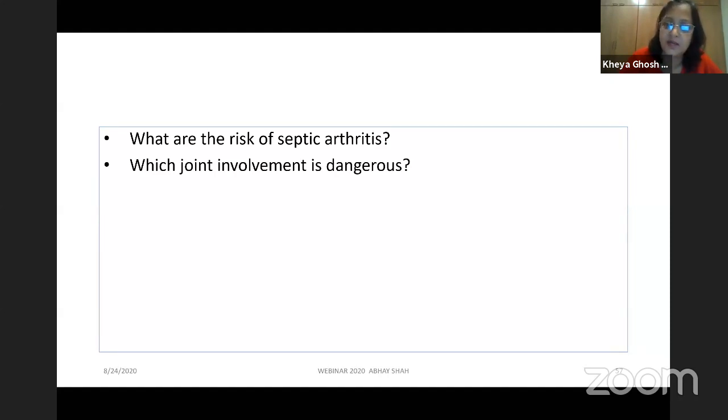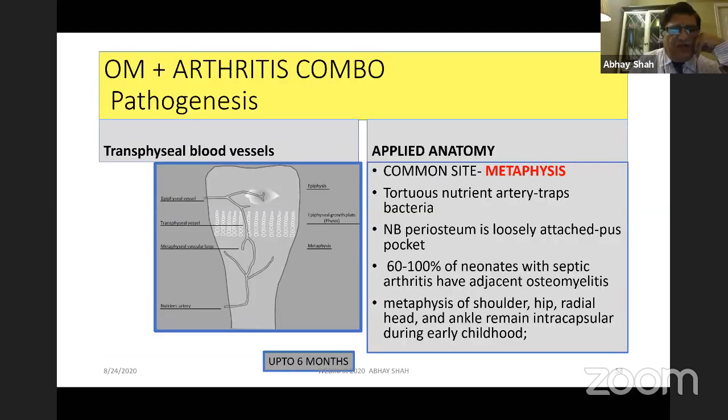So associated osteomyelitis is common. There is damage to the cartilage that leads to chronic problems like leg length discrepancy and restriction of movements of joints. So these are the joints which should be taken care of. And as most septic arthritis in younger children is due to hematogenous spread, these are the joints which are mostly involved, the knee and the hip, and these are the dangerous ones.